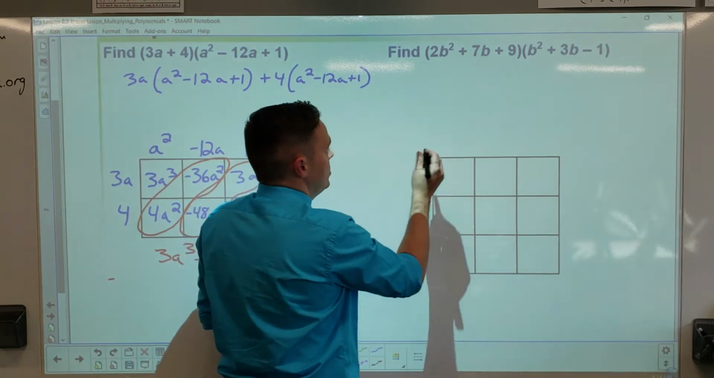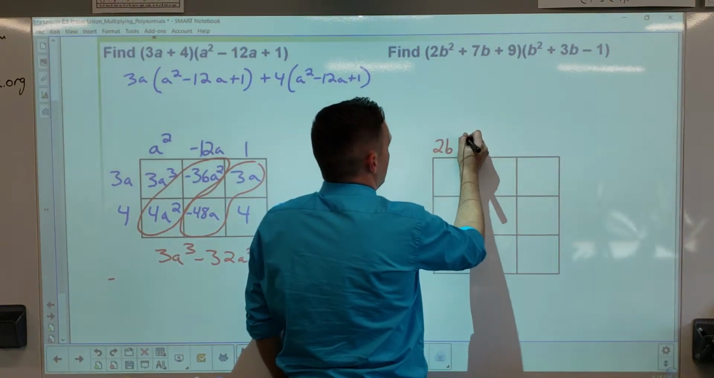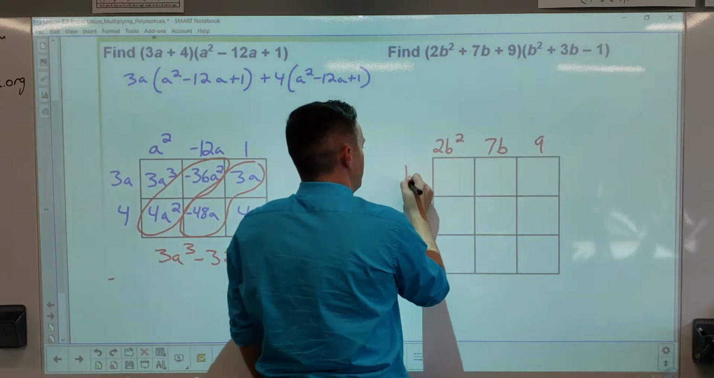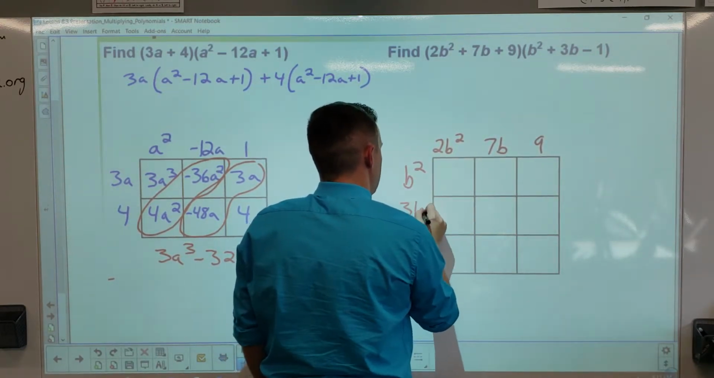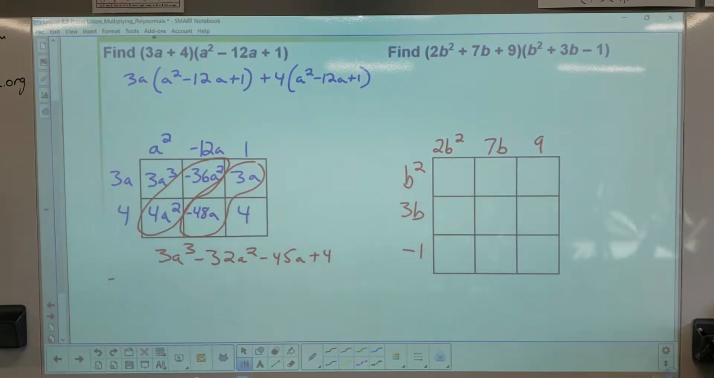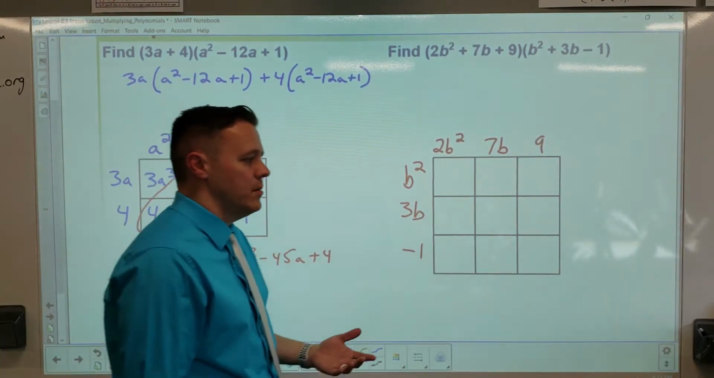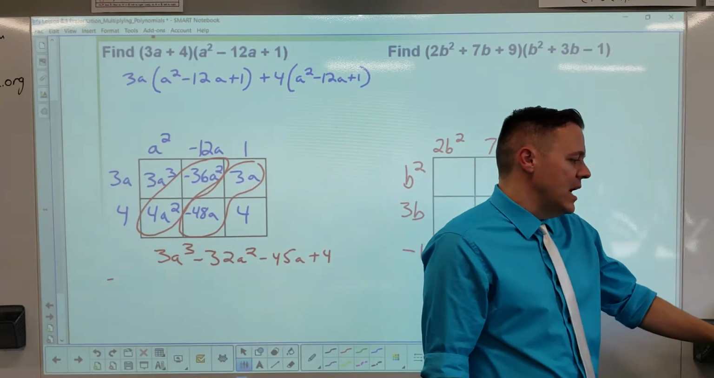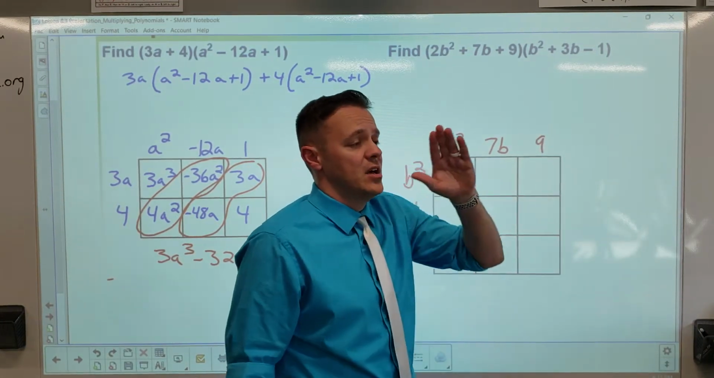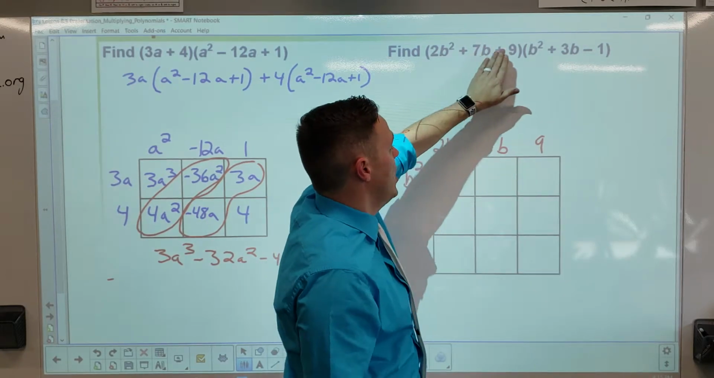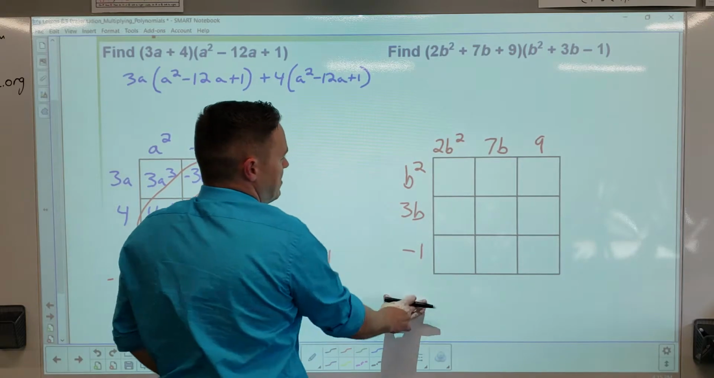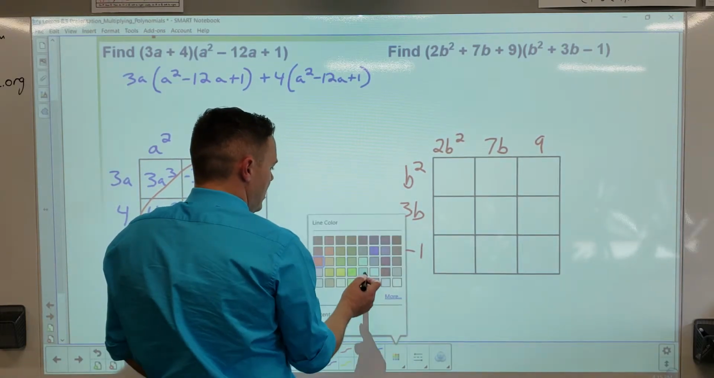Okay, so we'll do, it doesn't matter which one goes first, 2b squared, this is going to be 7b, this is going to be 9. This will be b squared, this will be 3b, and then this will be negative 1. Now the key aspect with this is making sure everything is in standard form. We've already covered standard form, and as you know, it means making sure the variables are in line with the power. So this would be 2, 1, 0, because degree of 2, degree of 1, degree of 0. Make sure it's set up in standard form. Now that we have it that way, let's multiply it out.